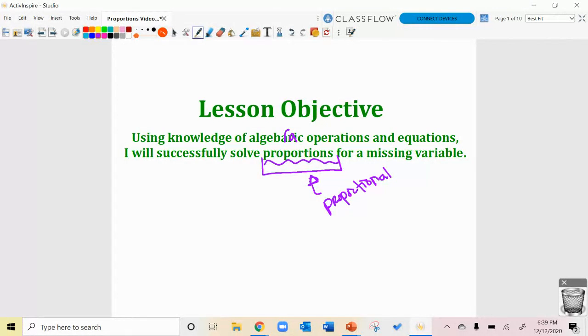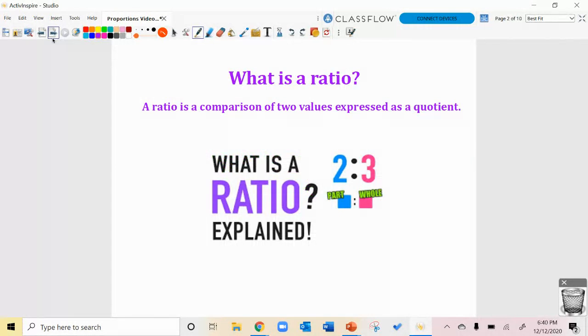So hopefully, I know many of you like to print out the PDF of the video lesson. So hopefully you either have that printed out or you have your notebook ready to go to write down some notes so that you can use them when you're working on your homework.